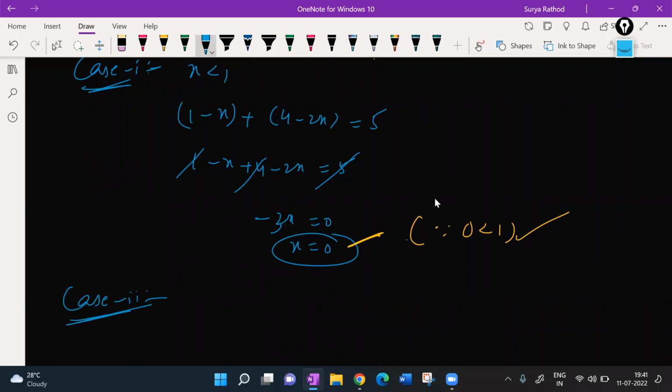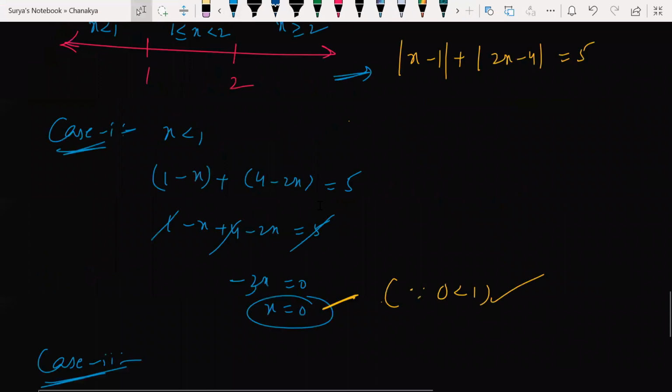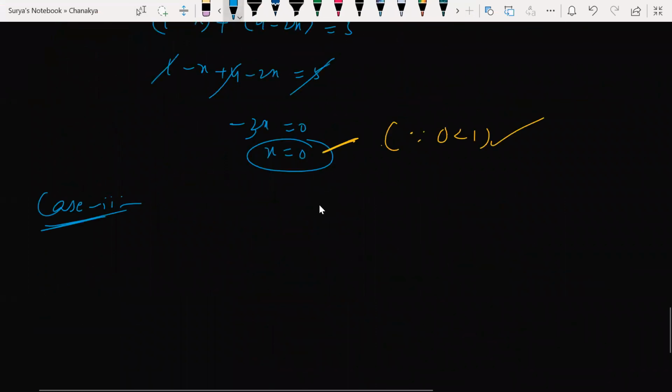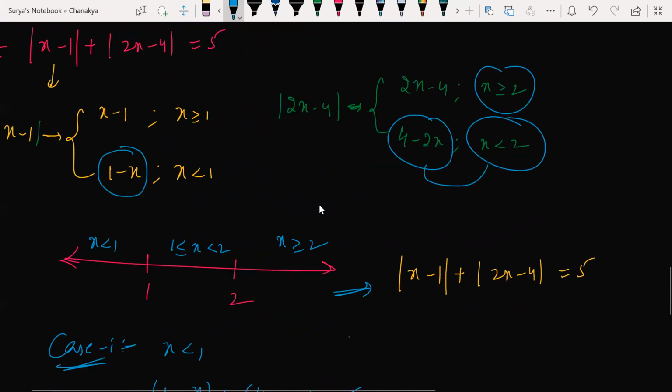What is the case 2 here? Now x lies between minus 1 and 2. So when x lies between minus 1 and 2, how is your function going to be defined? X must be greater than 1, which is nothing but this is the function. X must be lesser than 2, which is nothing but this is the function, 4 minus 2x.